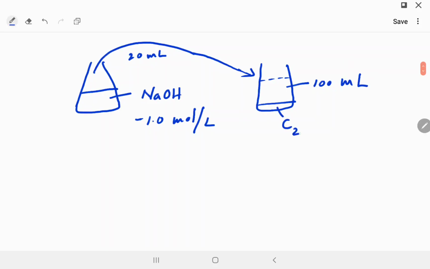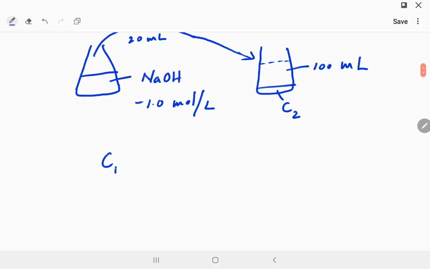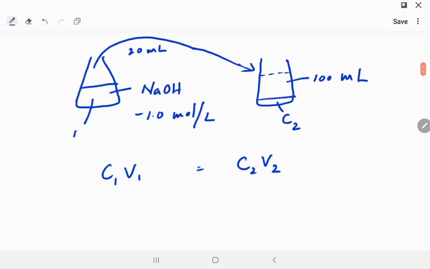Figure out C2. Okay, let's do this. The equation that you need is C1V1 equals C2V2. Let me make this a little bit more confusing. In the beginning you also had 100 milliliters of a sodium hydroxide solution, and the molarity is 1.0 moles per liter. From that, you are transferring 20 milliliters into another beaker, and then you are increasing the volume to 100 milliliters. What will be the final concentration? So you need to find C2.